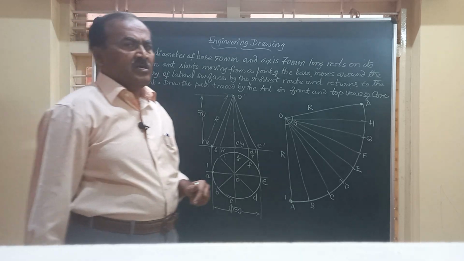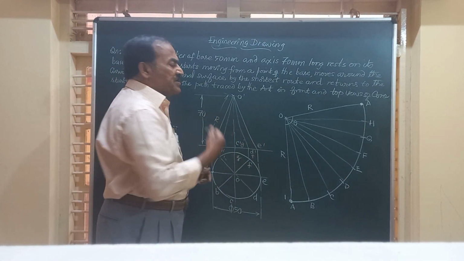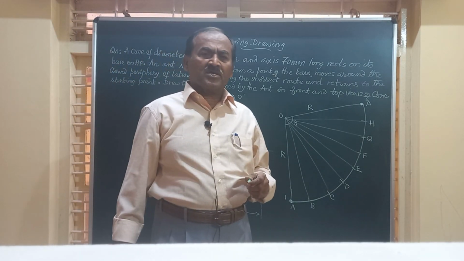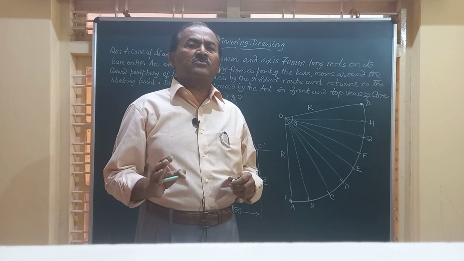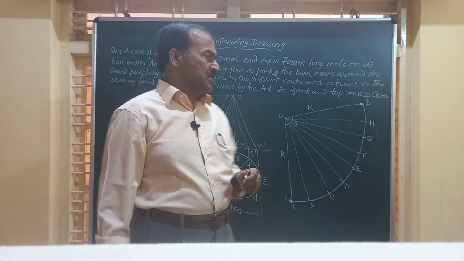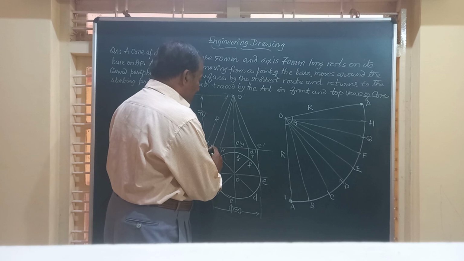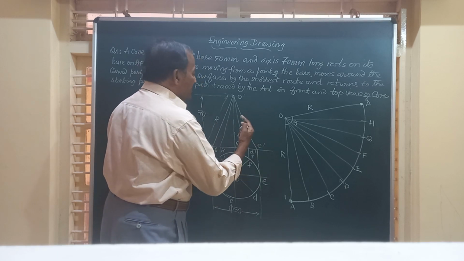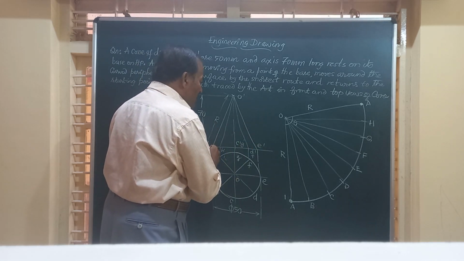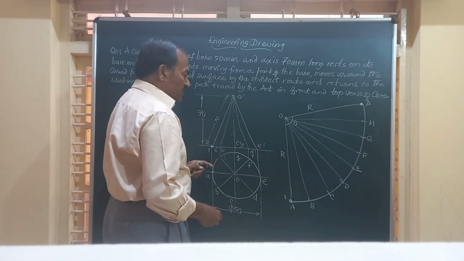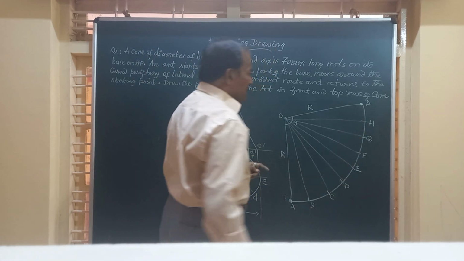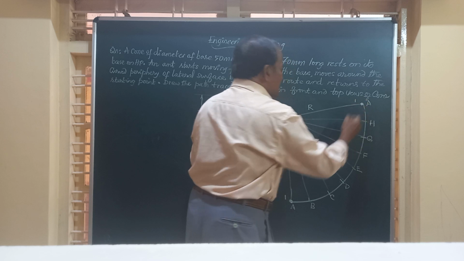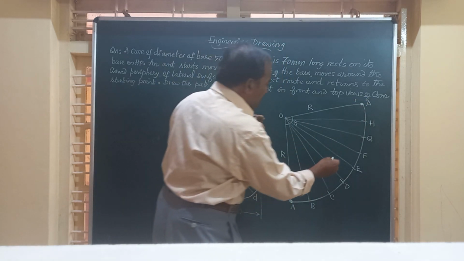Friends, while traveling along the periphery of this right circular cone, it has to take the shortest route. That is, it has to go from A, go along the periphery, and move back to the same point by the shortest route. So A to A, the shortest route is this straight line connecting these two.